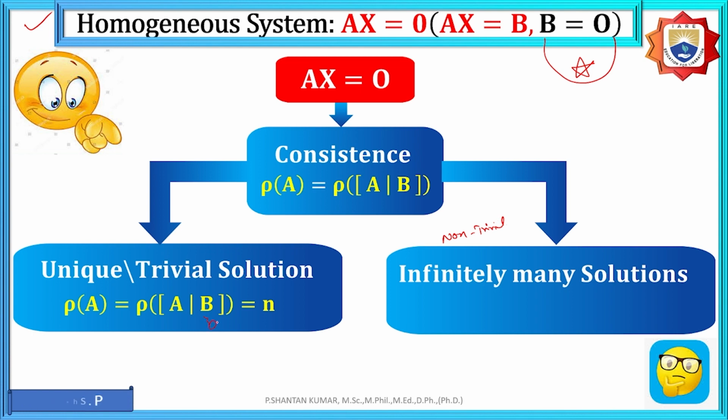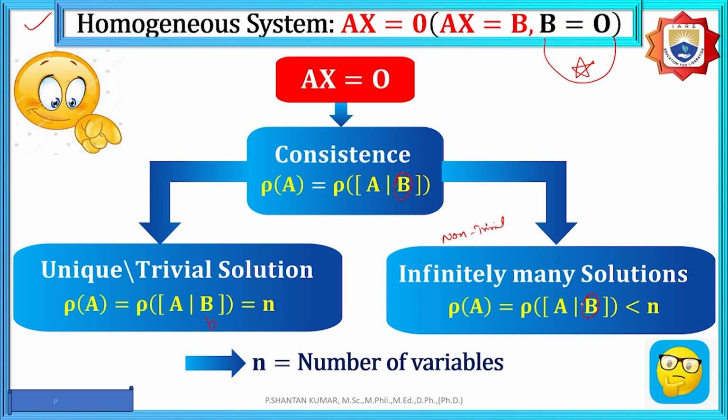And what is the infinite solution? Rank A is equal to rank AB is less than n. And here we need to remember that B is equal to 0 is the condition. We need to understand this concept. And again here, n is nothing but the number of variables. For example, x comma y comma z is a number of 3 variables, not any equations.